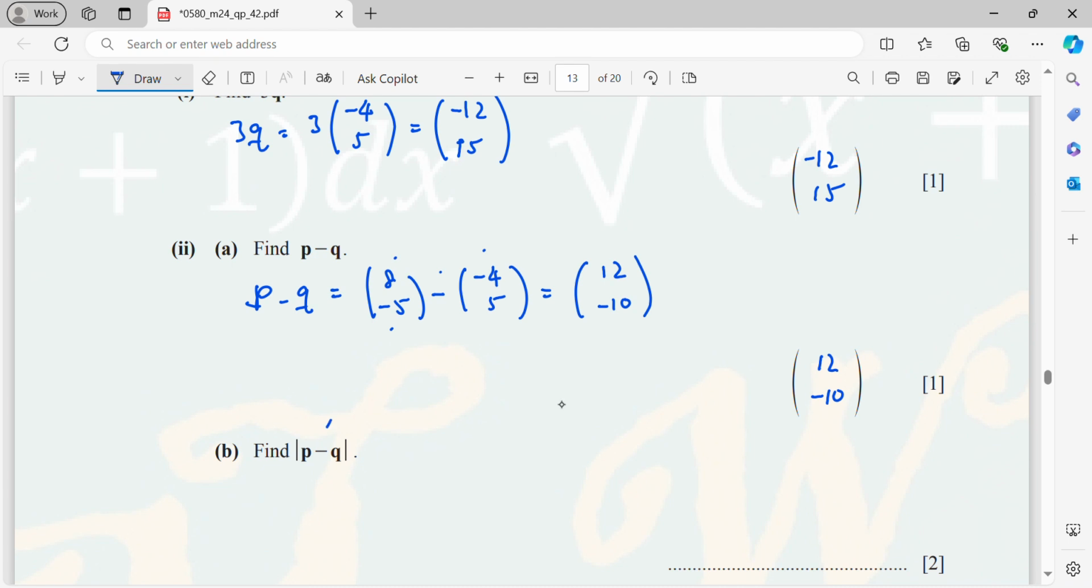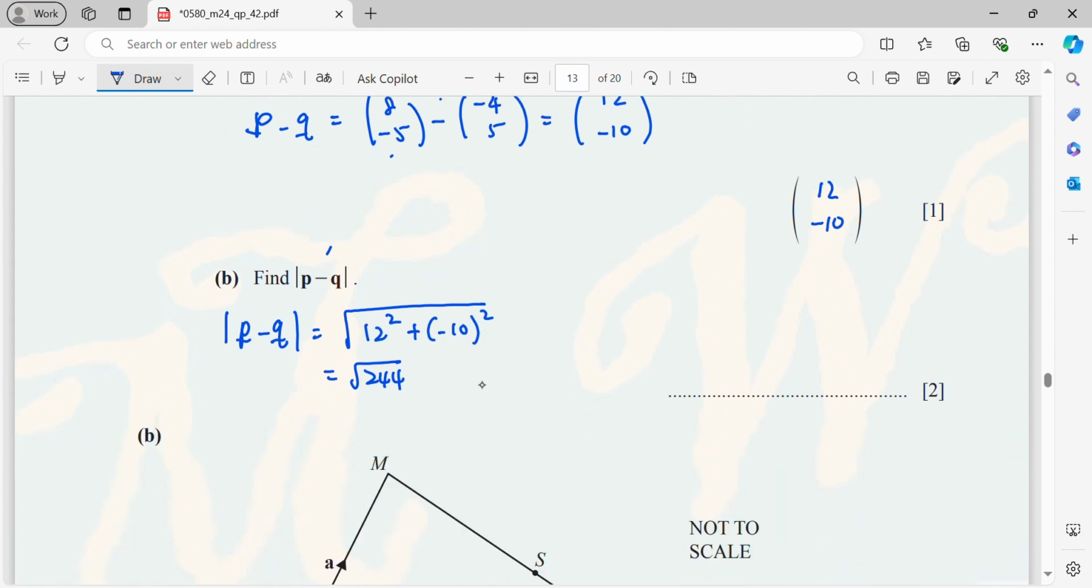Now find the modulus of P minus Q. This modulus means the magnitude. So now magnitude of P minus Q, refer to this P minus Q, and the calculation is square root of 12 squared plus minus 10 squared. So this is going to be square root of 244. Now you can leave your answer in the simplest form, that is going to be 2 square root 61, or you round up to 3 significant figures, that is going to be 15.6. So you either leave your answer in 2 square root 61 or 15.6. So it's up to you.